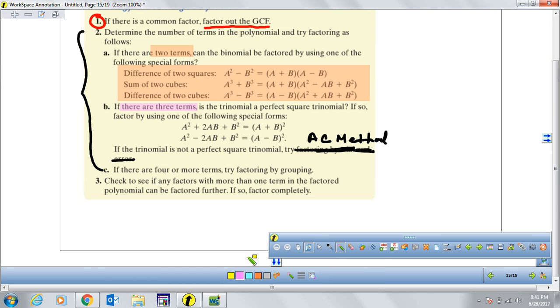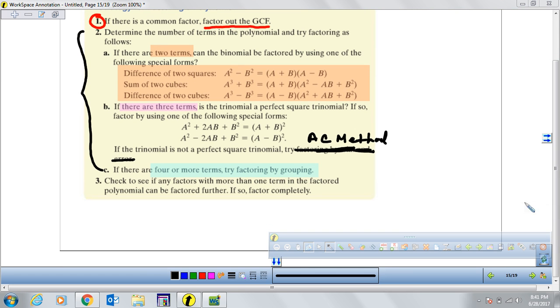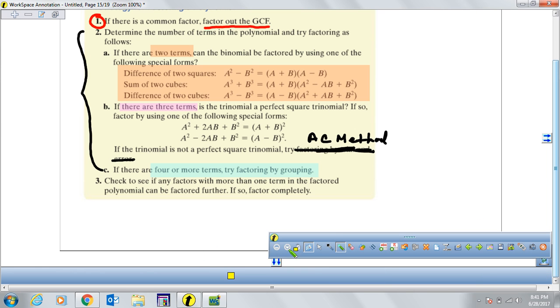And the last thing is, what if it doesn't have 3 terms? What if the polynomial has 4 or more terms? Then you factor it by grouping. That's basically the second step in this strategy. After you find the GCF, depending on how many terms the polynomial has, that's the strategy you're going to use to factor. And the last step in the process is this.